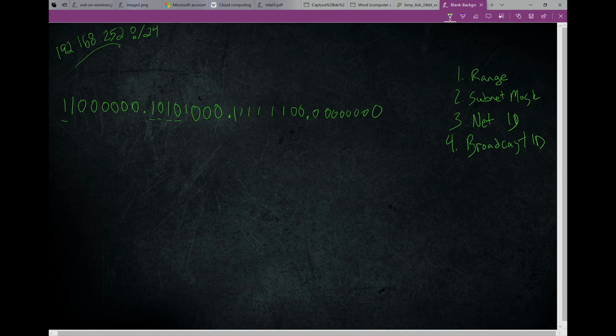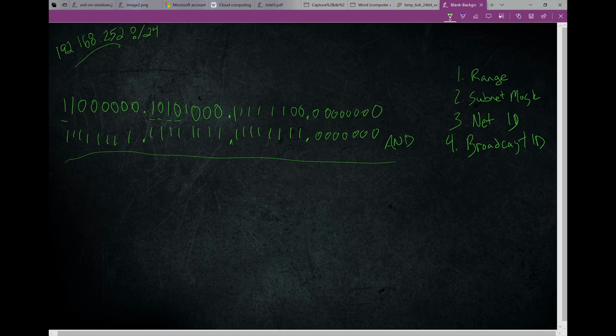So /24 means the first 24 bits are on in the subnet mask. So 8 plus 8 is 16, plus 8 is 24, and now we are good. So why did I do all that? Well, I need to take these two numbers and AND them together to get the network ID. In this case, that's pretty easy.